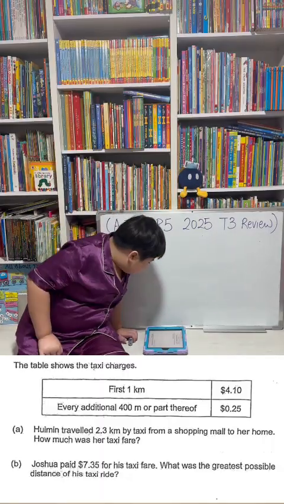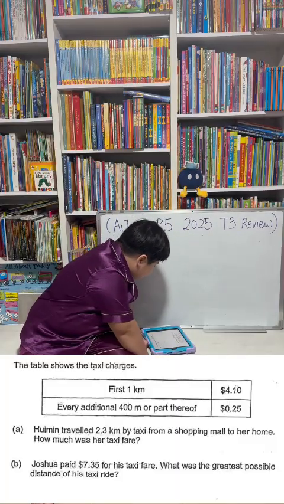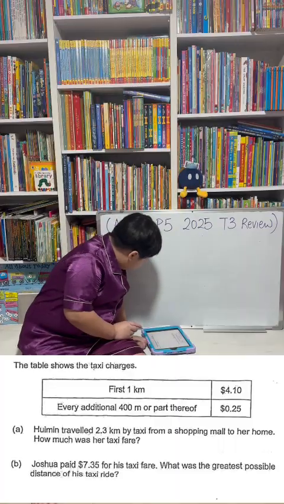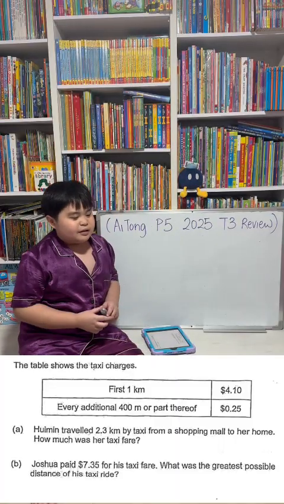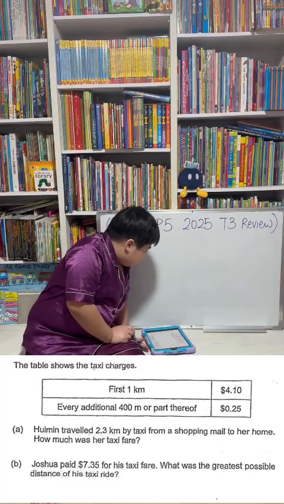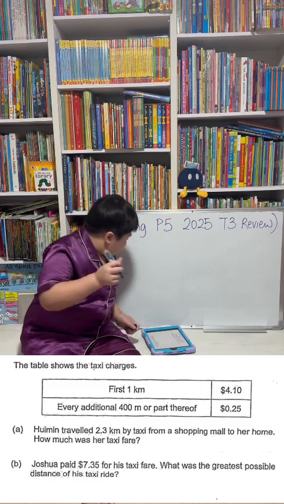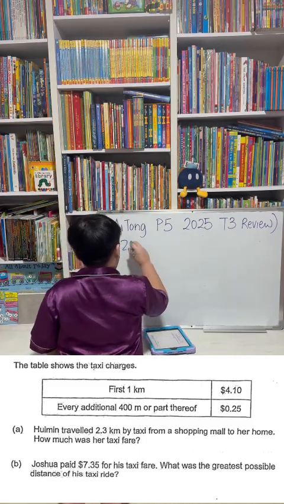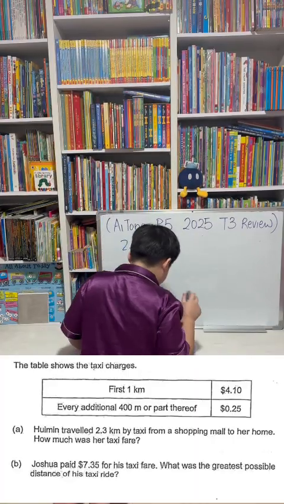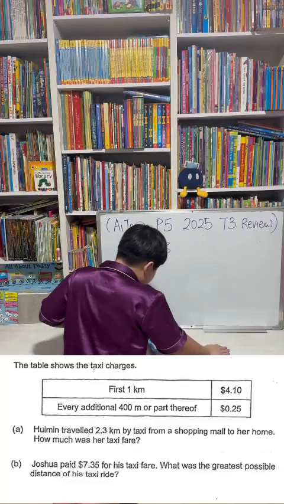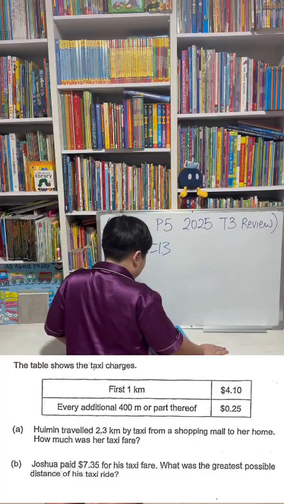Okay, so Huimin traveled 2.3 kilometers. So we minus the first 1 kilometer to find how much she spent on every additional 400 meters and more. So we do 2.3 minus 1 equals 1.3. Next we see how many additional 400 meters or part of she has.